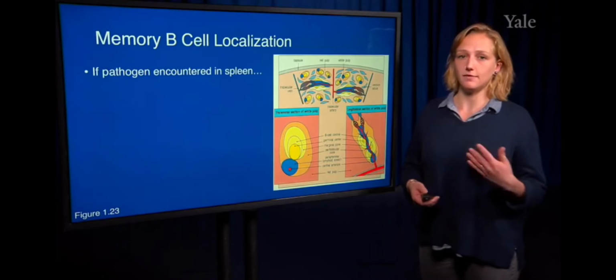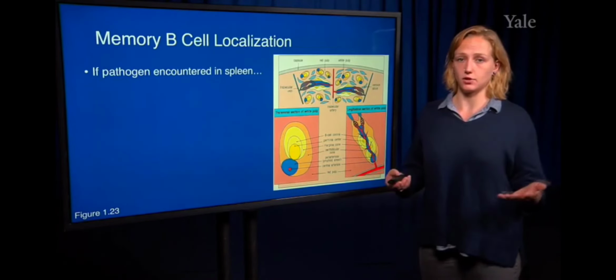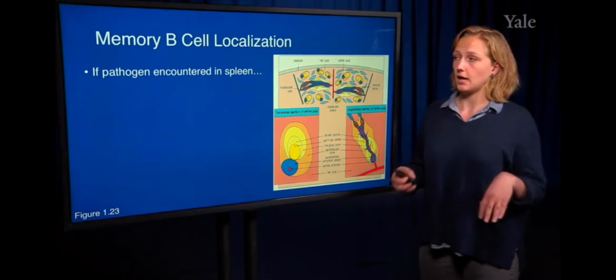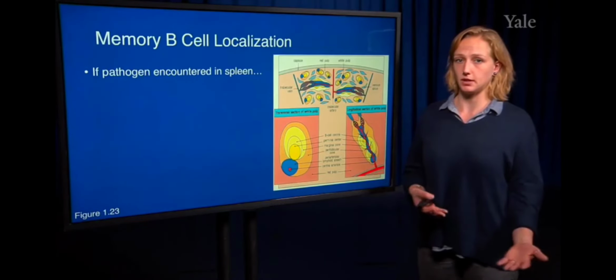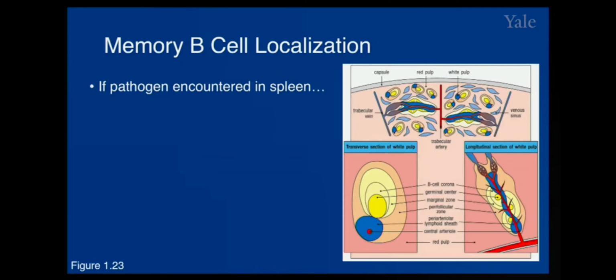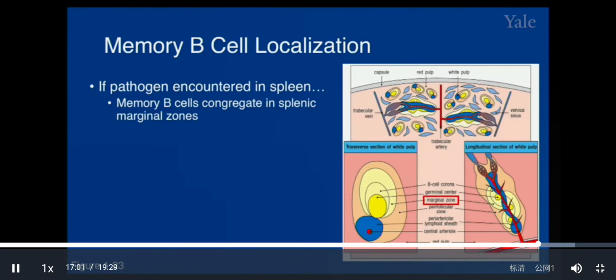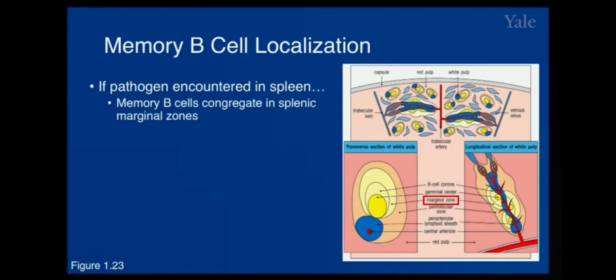Now, if a pathogen enters the host through the blood and is encountered in the spleen, then the B cells will actually congregate in splenic marginal zones, seen here. And this is very parallel to your lymph nodes, and they'll predominantly stay within the spleen because they don't need to recirculate, as most blood-borne pathogens will be encountered within the spleen.